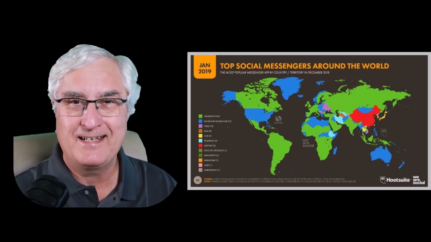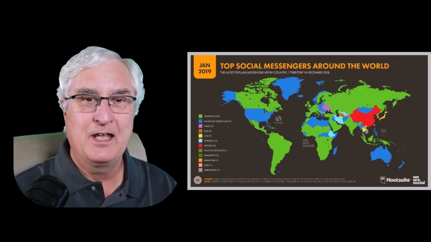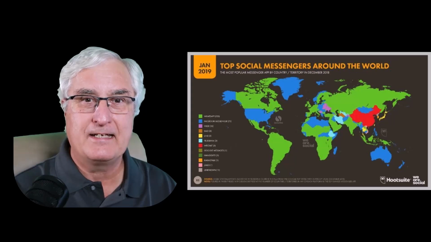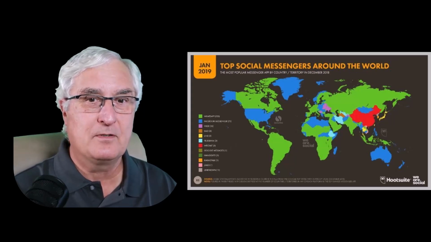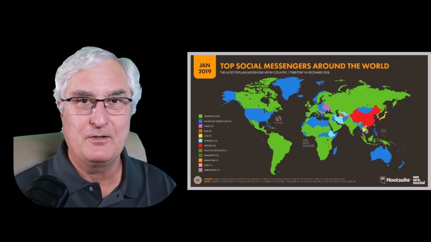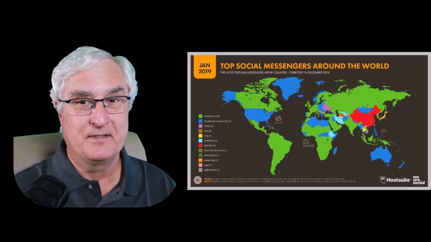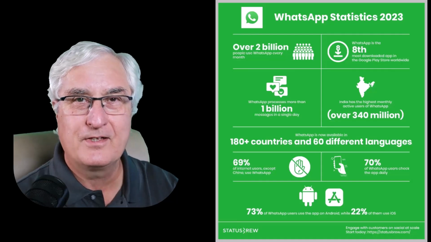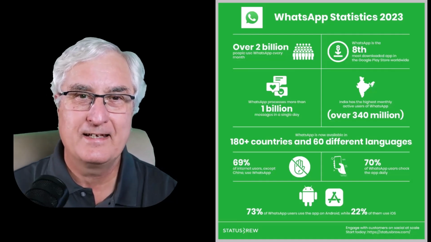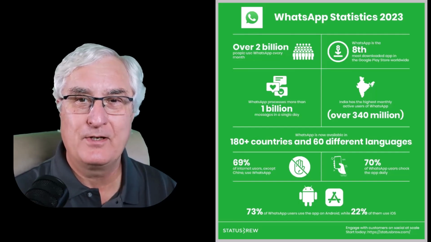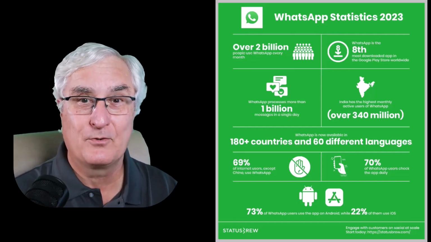In the United States specifically, you'll see that it's blue. Blue is Facebook Messenger. So you'll still see that that is the predominant social media messaging platform in the United States, but worldwide, WhatsApp is dominant. So here are the 2023 statistics of WhatsApp. It's the 8th most downloaded app on the Google Play Store.